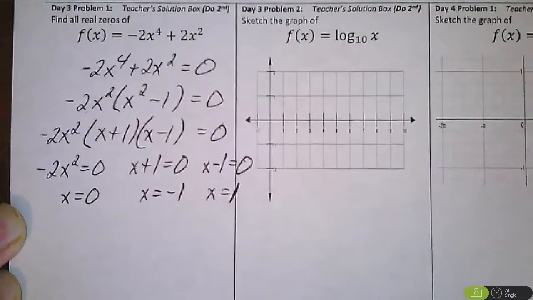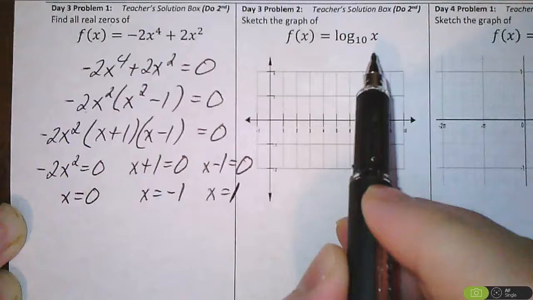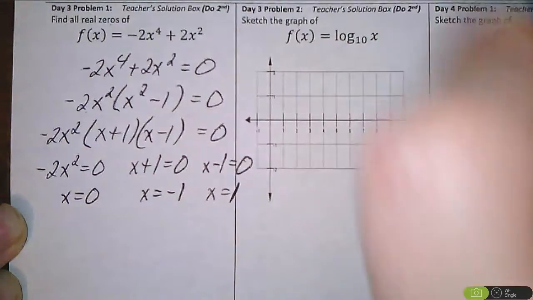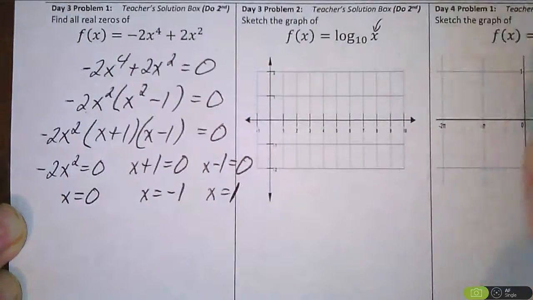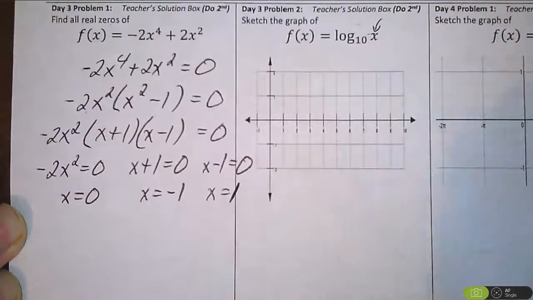Now day 3, problem 2. Sketch the graph of this function. This is a logarithm function. It's a base 10 log. So if we're going to graph this by hand, we can do that by substituting various numbers in for x and then evaluating the output values to find the dots on the grid.